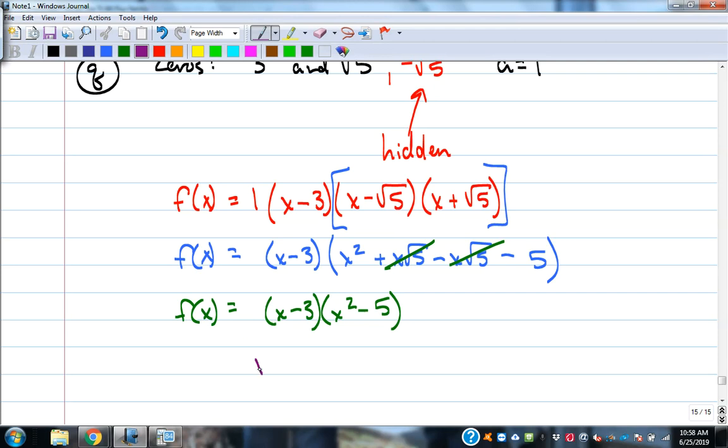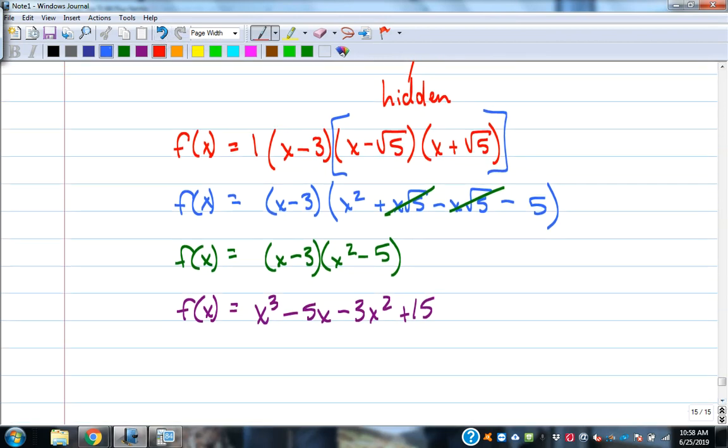X times x squared is x cubed minus 5x minus 3x squared plus 15. Last thing I need to do is just put it in order because that's the way they expect it to be, in descending order. So that's what I would do, x cubed minus 3x squared minus 5x plus 15.